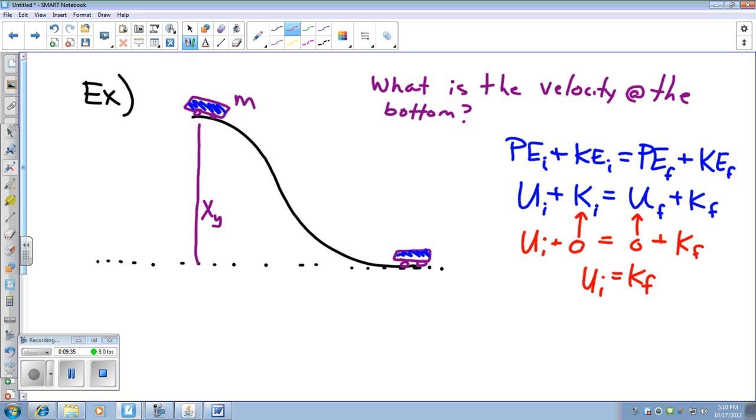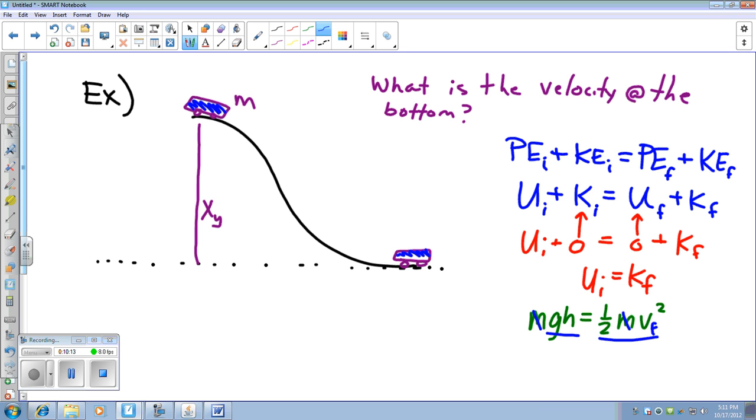Very interesting. Now we can simplify these equations even further. We said that our U is equal to mass times gravity times height, and that our K is equal to 1/2 mv squared. Well, there's a variable that can be canceled out here. Which variable is it? Do you know it? It's the mass. Good. So now we're left with gravity multiplied by the height is equal to 1/2 times the velocity squared. And by the way, this is velocity final because it was kinetic energy final.